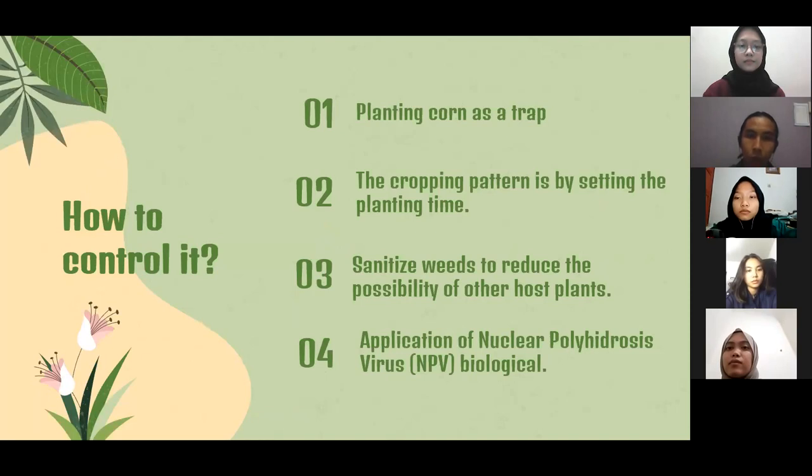How to control it? First, planting corn as a trap crop. Second, the cropping pattern is by setting the planting time. Third, sanitize weeds to reduce the possibility of other host plants. Fourth, application of biological NPV.